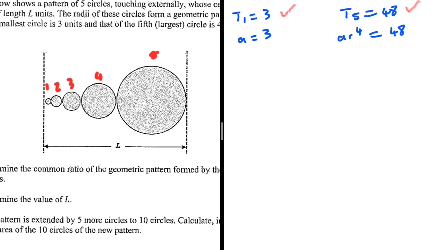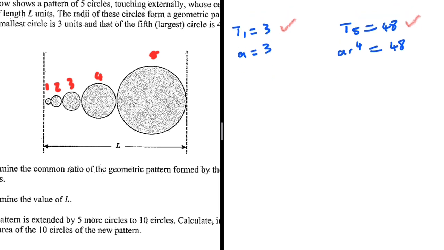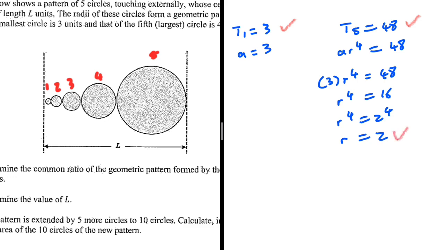So this is what we have. We don't need to panic. We can just substitute a into T5. We're going to have 3 multiplied by r to the power 4 being equal to 48. So 48 divided by 3, r to the power 4 is equal to 16. We need a number that multiplies itself 4 times and gives us 16. That is 2, so r to the 4 is equal to 2 to the 4. So r is equal to 2. There we go, that is our common ratio.